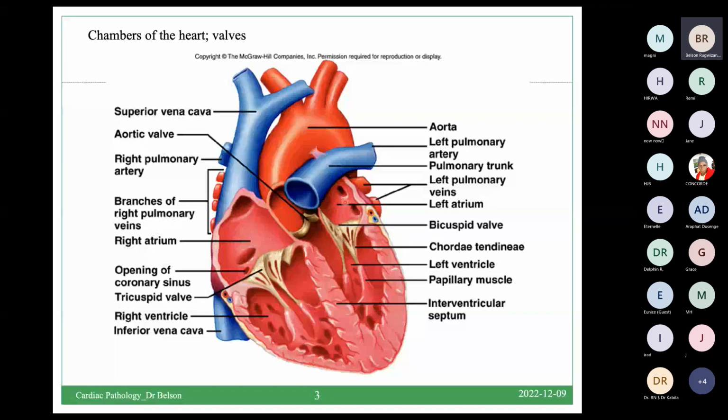And the left atrium and the left ventricle are separated by a bicuspid valve or mitral valve here, and we have a valve also separating the right atrium from the right ventricle. This is the tricuspid because it has 3 cusps, while this one has 2 cusps. And also we have valves in the aorta and in the pulmonary artery. So all these valves, you know their functions.